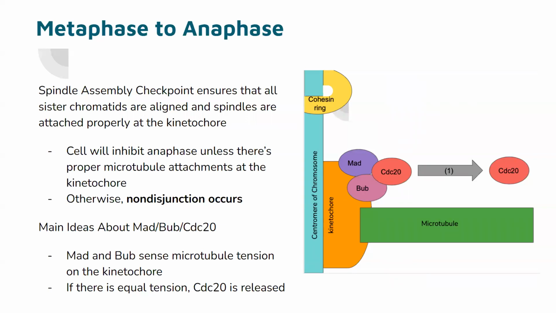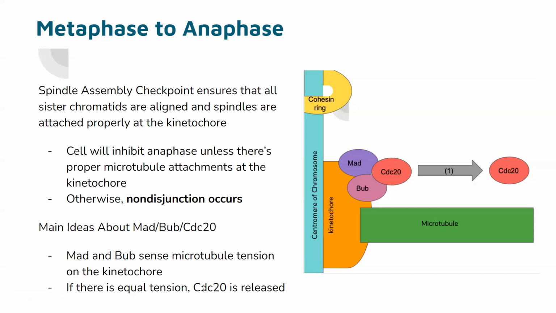In order to go to anaphase from metaphase, the cells have to pass what's called the spindle assembly checkpoint. It ensures that all the sister chromatids are aligned and the spindles are attached properly at the kinetochore. They want to make sure this happens so that non-disjunction doesn't occur, which is basically making sure that one of the daughter cells doesn't get an extra chromosome pulled towards it. You want an even spread of chromosomes to each daughter cell.